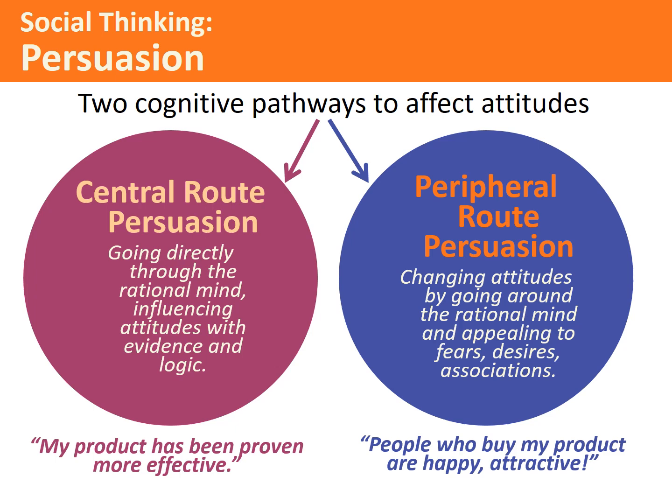This expert recommends it, right? These people will all be your friends if you take my product. That's a peripheral route. So you're not looking at evidence. You're not looking at a rational argument. You're looking at an association with positive, happy, desirable things. So a good example is beer.